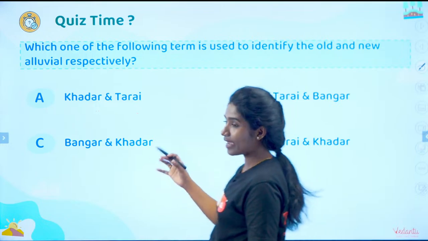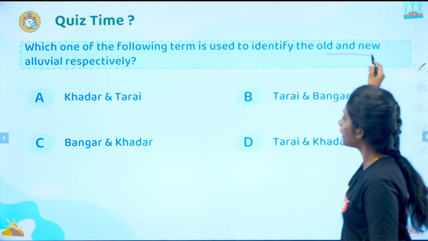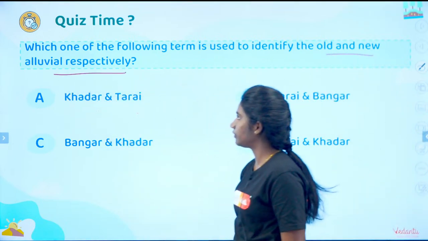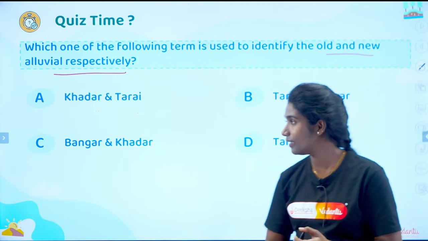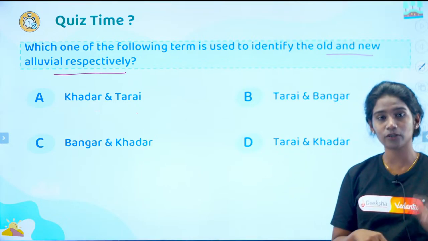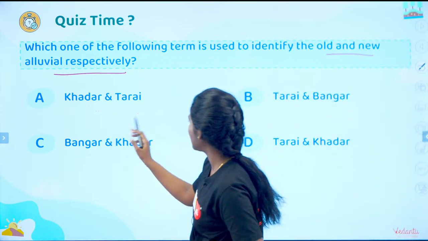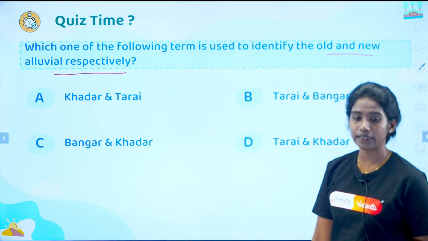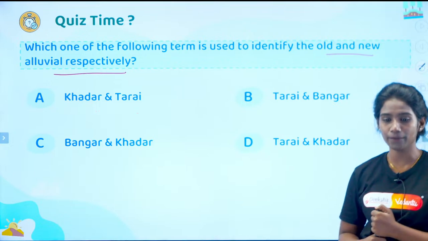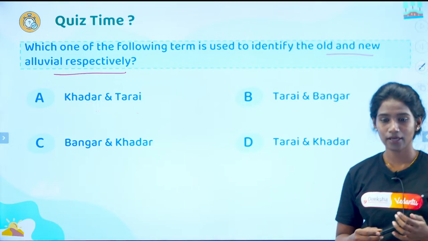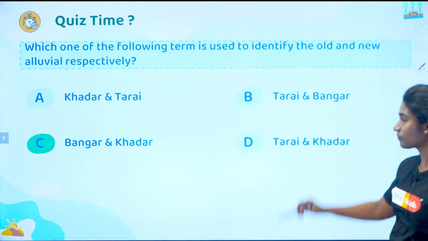Okay, and then next question, which one of the following terms is used to identify the old and new alluvial soil respectively? Which one is old and which one is new? Option A says Kadar and Tarai. Option B, or is it option C or option D? Which one is old and which one is new alluvial soil? Option C is the right answer.